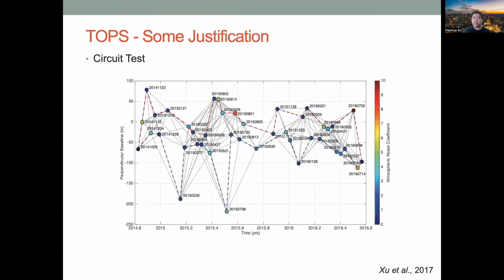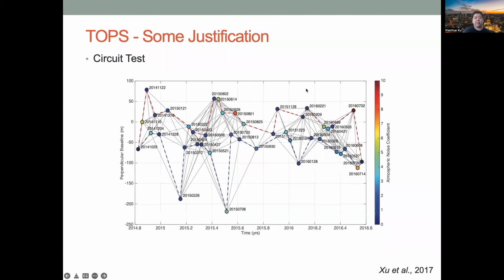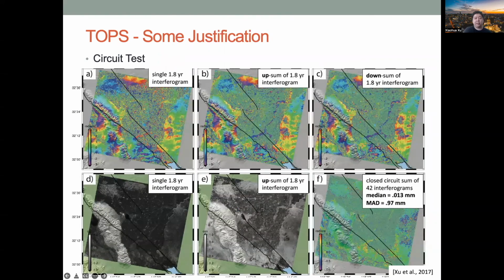The generic modules work really well. Here's a test that we did years ago: if you sum up all the acquisitions or interferograms from one way or another, you end up with the same radar phase. And if you close the loop, in other words, you sum from one way and subtract from another way, you end up almost with 0, which is shown by the bottom right plot here.